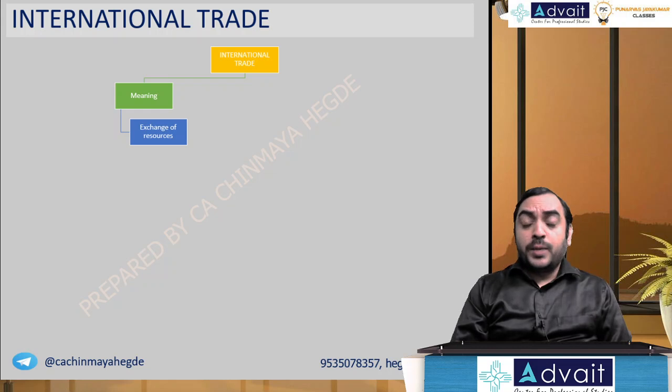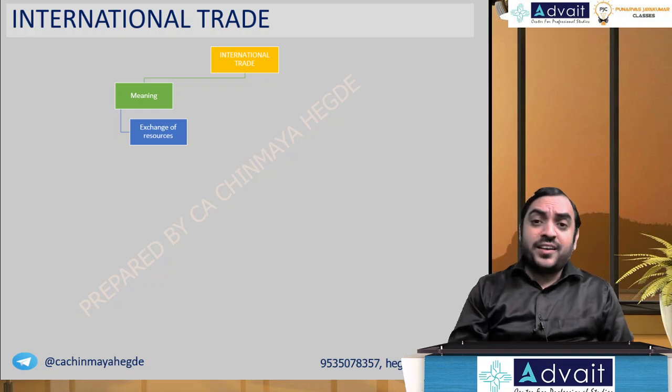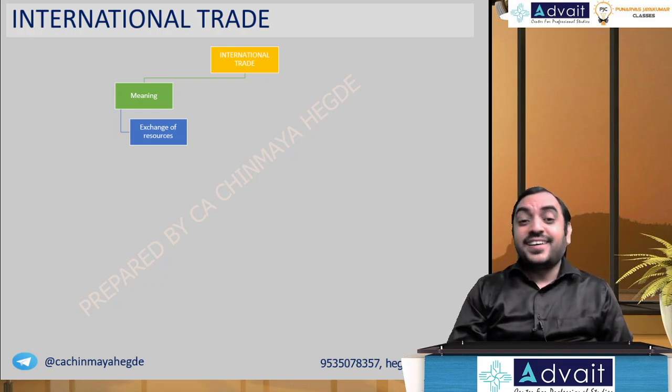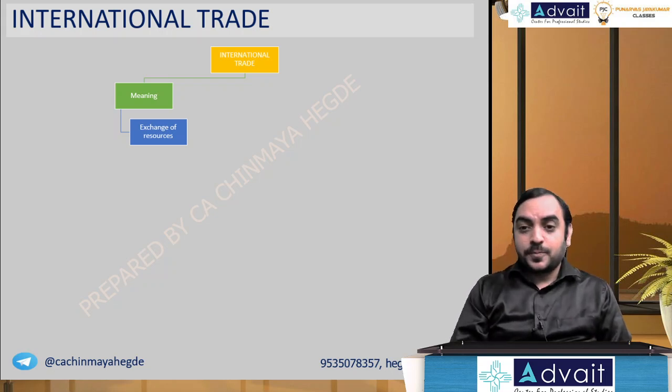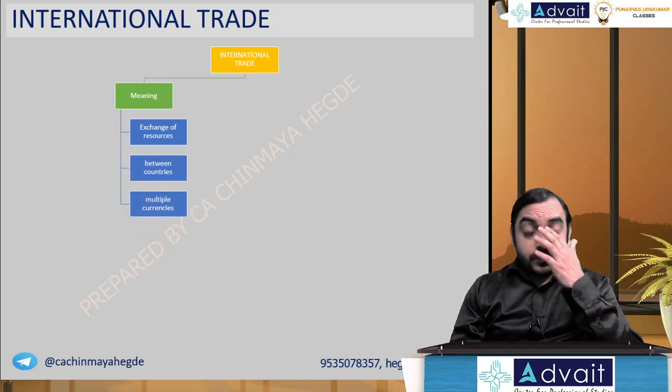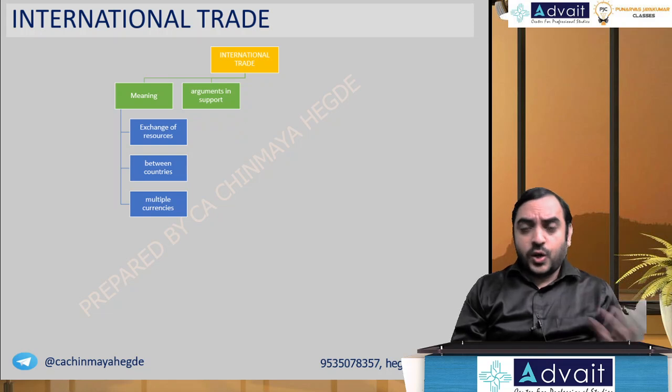So foreigners come to India, exchange of resources, and history is there to teach us. We were ruled by the British for hundreds of years. But why did the British come to India? Primarily for trading spices, because India had the resource. So resource purposes, all this international trade. Multiple currencies are involved: dollars, euros, pounds, rupees, of course.